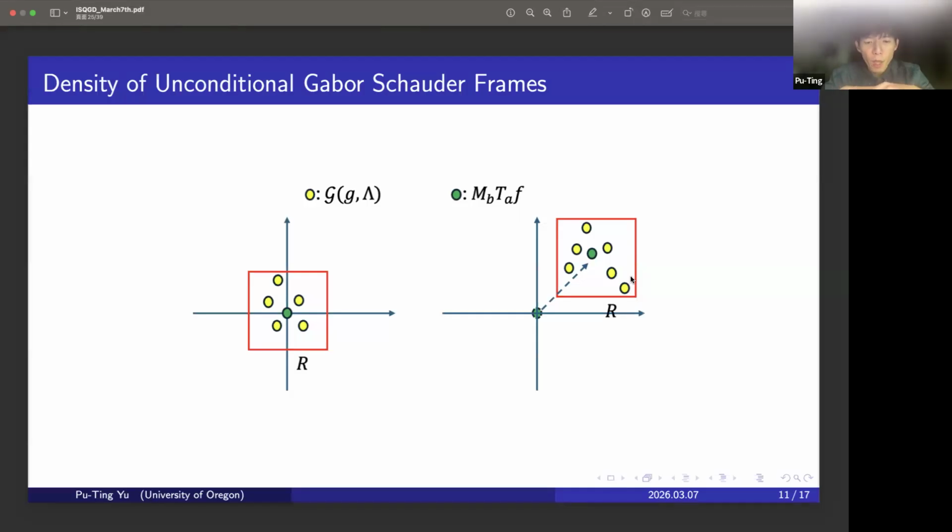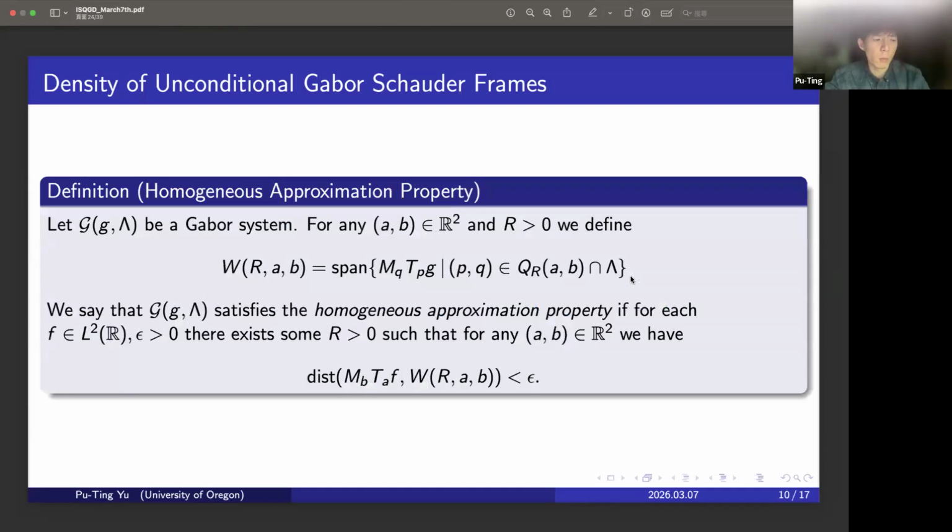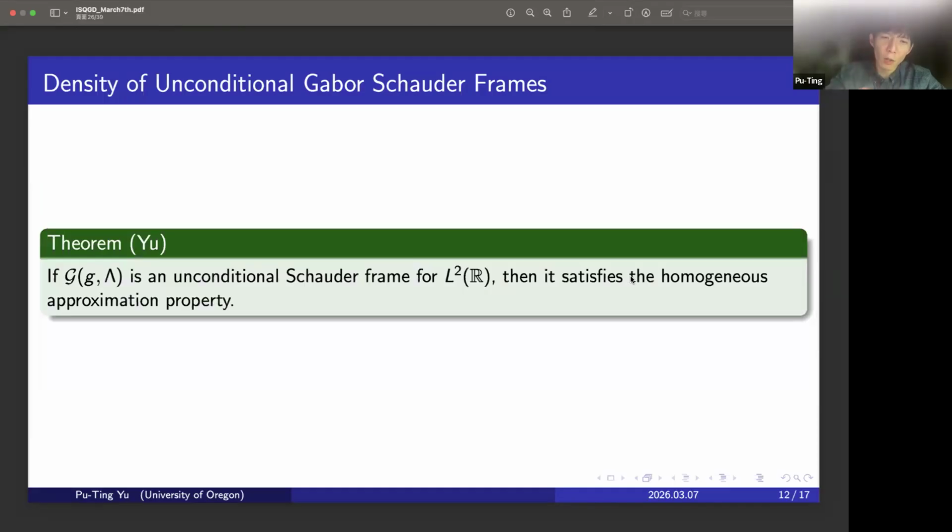After taking a closer look at how they proved their density result, this really motivated me to think about the following question. The key point is the homogeneous approximation property, right? So if we have a Gabor system which forms an unconditional Schauder frame, is it possible that this unconditional Schauder frame also satisfies the homogeneous approximation property? It turns out the answer is yes. The unconditional Schauder frame does satisfy the homogeneous approximation property, and this gives us the lower bound 1. This is how we prove the density result.